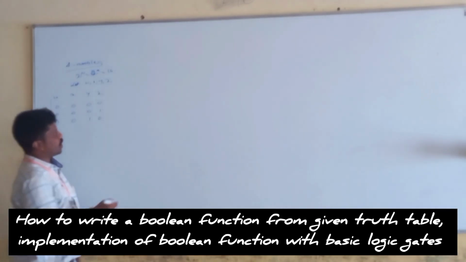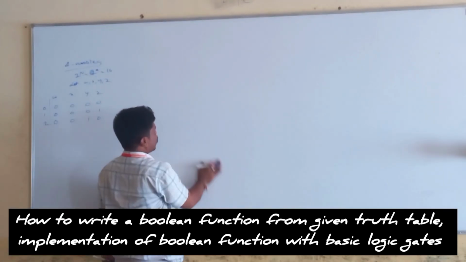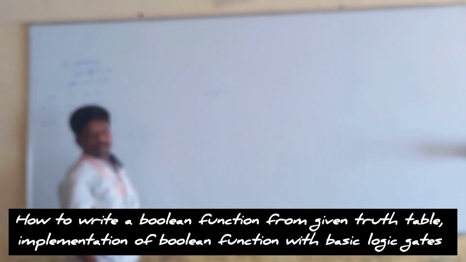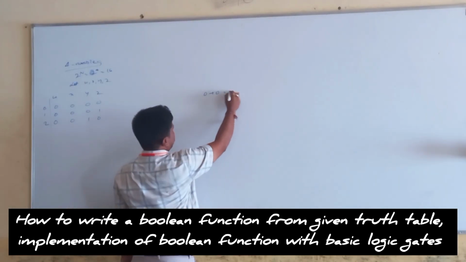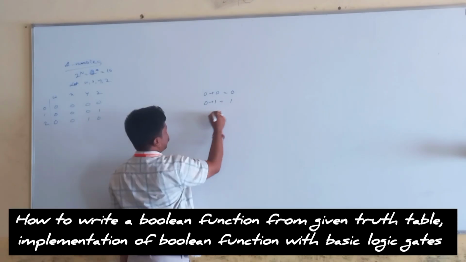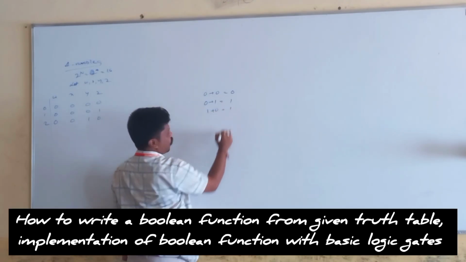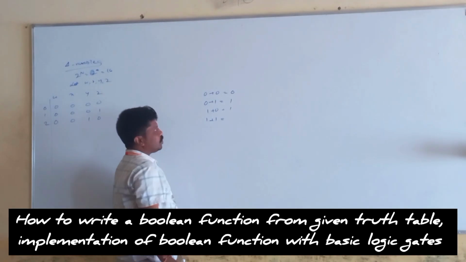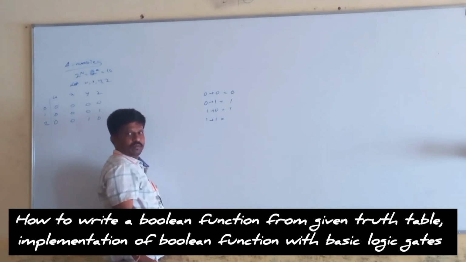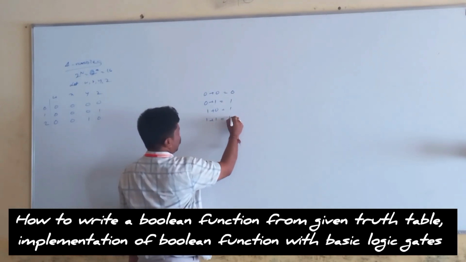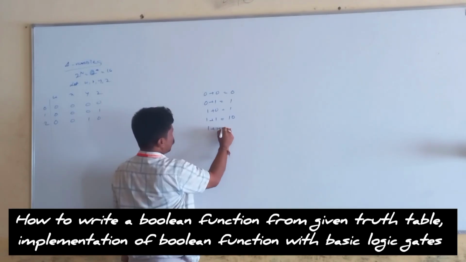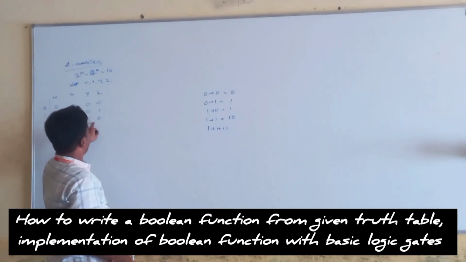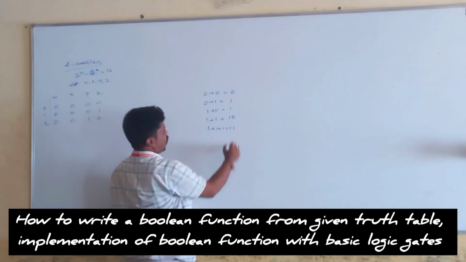One thing I would like to remind you: in Boolean algebra, 0 plus 0 is 0 only. 0 plus 1 is 1 only. 1 plus 0 is 1 only. 1 plus 1 is how much? 2. Yes or no? 2 is nothing but 1 0. 1 plus 1 plus 1 is how much? 3. 3 is nothing but 1 1.